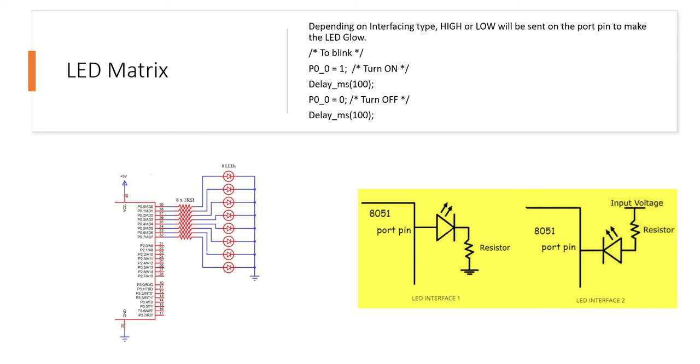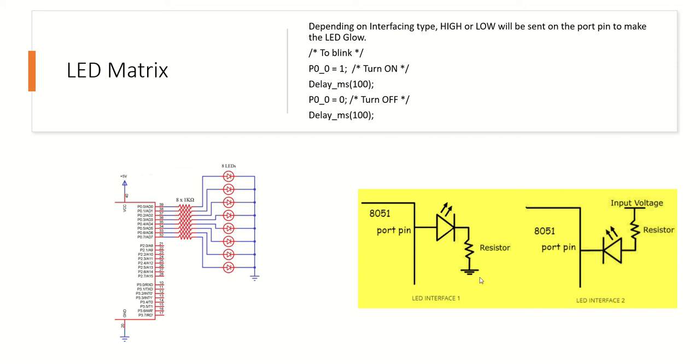To take an example, here we have considered the 8051 controller with a port pin. There are two possible configurations: one is LED interface 1 and the other is LED interface 2. In this configuration, you can see we have a controller, an LED and a resistor which are connected. This is the anode and this is the cathode.